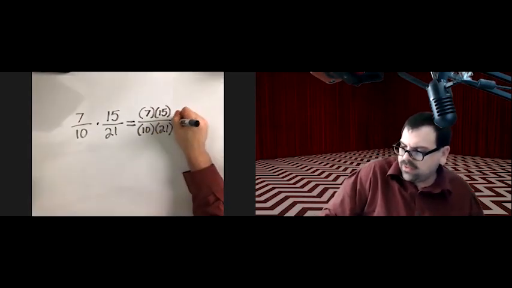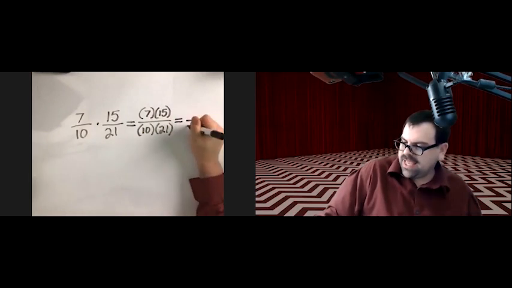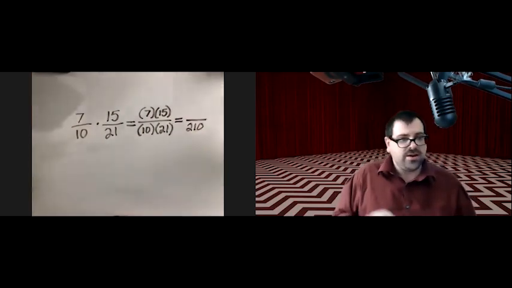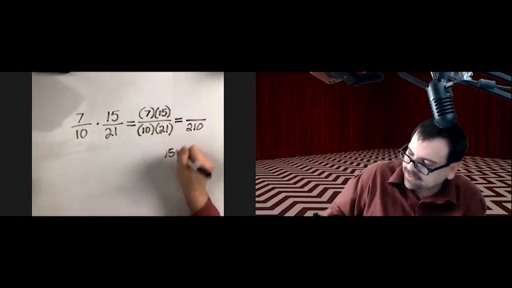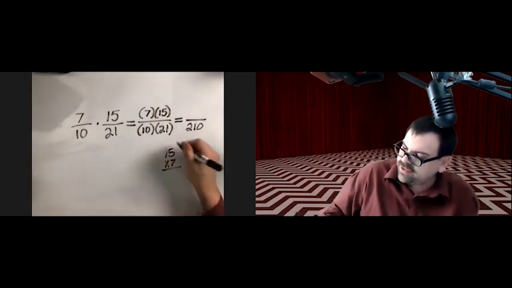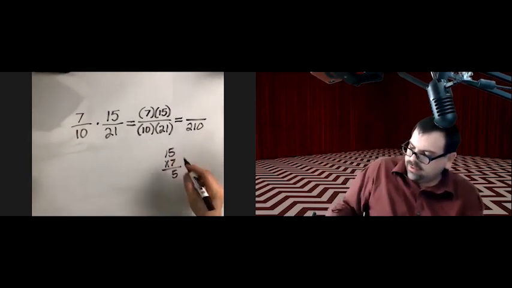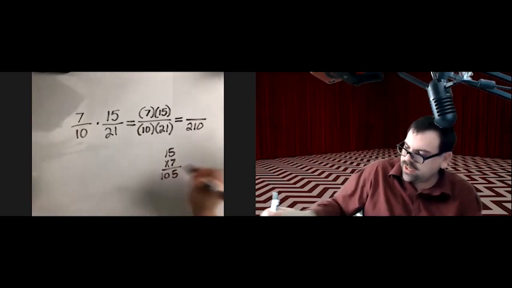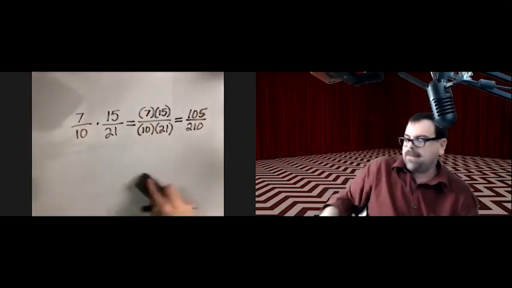And what do we get here? Well, since this is times 10, the 210 on the bottom is the easier of the two, for me at least. Got to do 15 times 7, 5, carry the 3, 105. So we get 105 over 210.